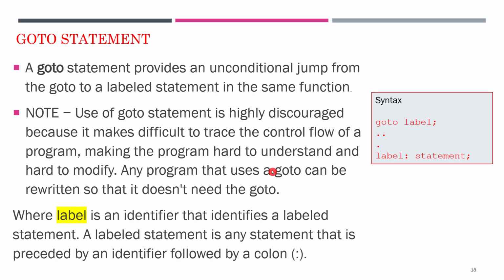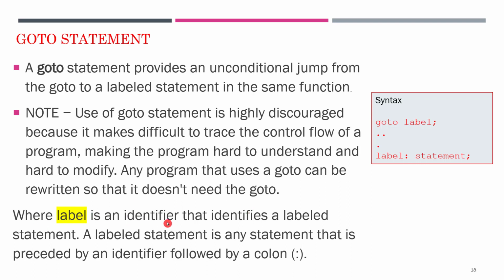A go to statement provides an unconditional jump from the go to a labeled statement in the same function. Very important: unconditional jump from go to a labeled statement in the same function. Note, use of go to statement is highly discouraged because it makes it difficult to trace the control flow of a program, making the program hard to understand and hard to modify. Any program that uses a go to statement can be rewritten so that it doesn't need a go to. You can always replace it with another function.